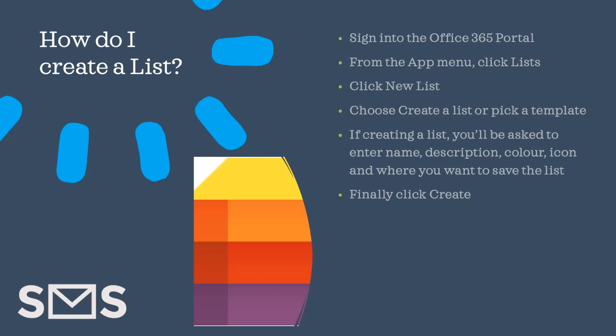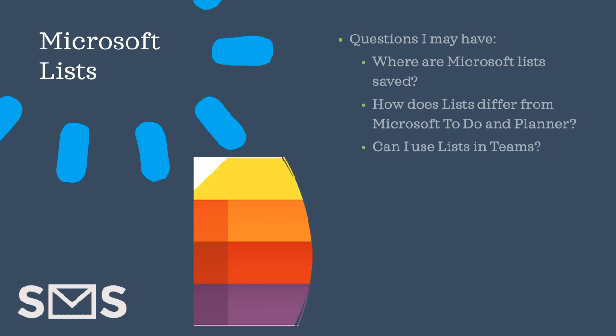Again, we've got a few frequently asked questions that we get from customers when we're looking at lists, and I'm just going to step through those briefly now with Colin. The first one on there is, where is Microsoft Lists saved, Colin? It's saved within 365, so it's totally backed up and very secure. Yeah. And how does it differ from Microsoft To Do and Planner?